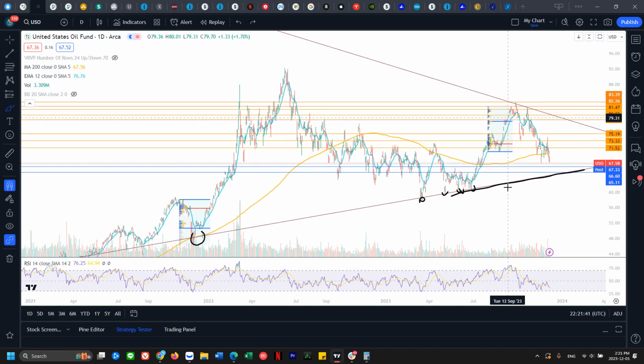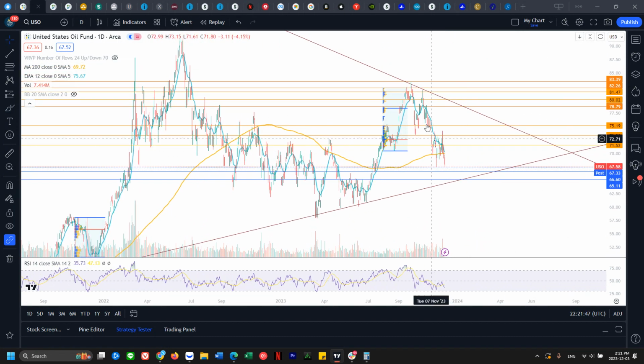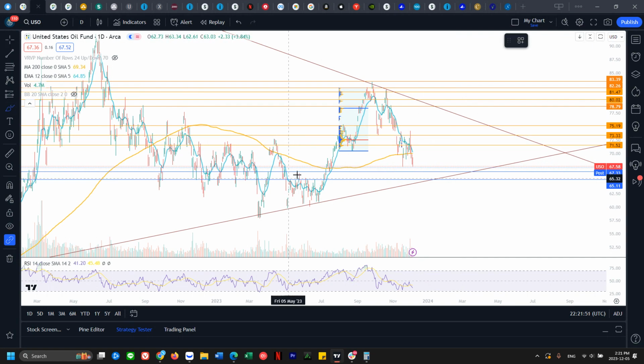So we'll see. It would be a negative sign for the economy to have oil hitting that low, and that will be increasing some macro issues overall.